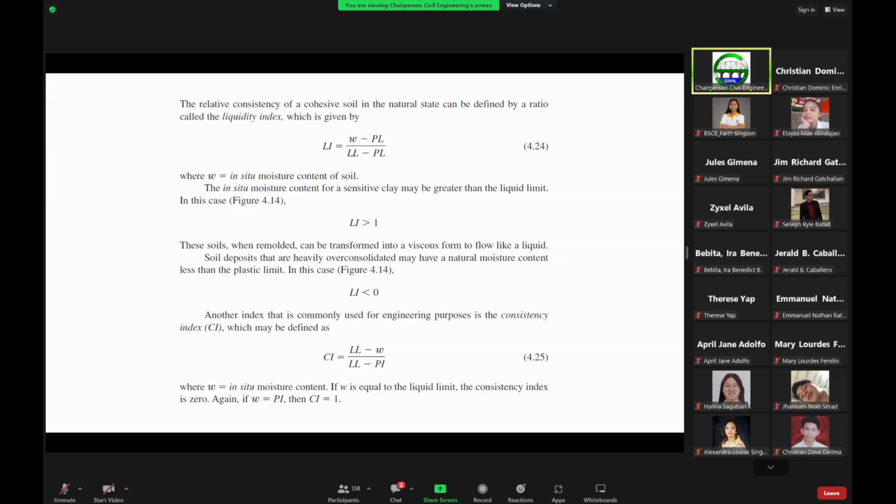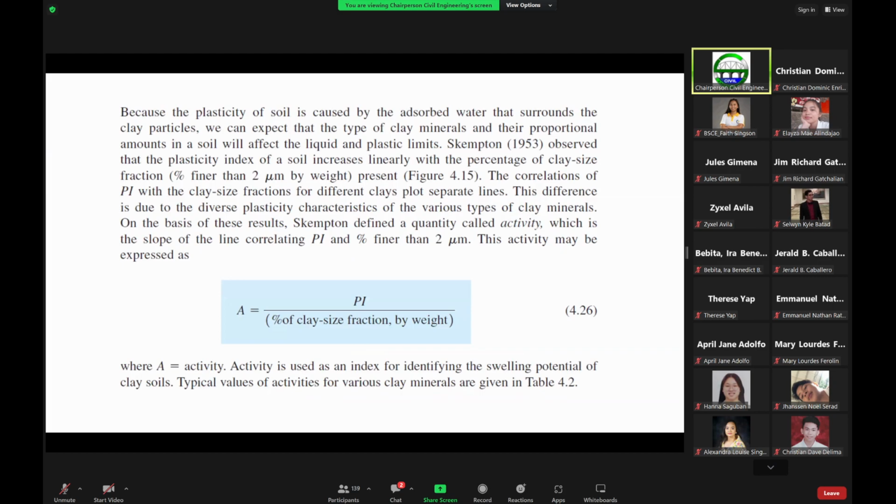Now, because of the plasticity of the soil, which is caused by the adsorbed water. Again, in our previous discussions we were discussing this adsorbed water in the clay material. Because of this adsorbed water that surrounds the clay particles, we can expect that the type of clay minerals and their proportional amounts in the soil will affect the liquid and the plastic limits.